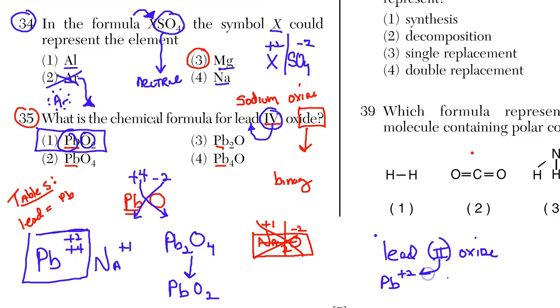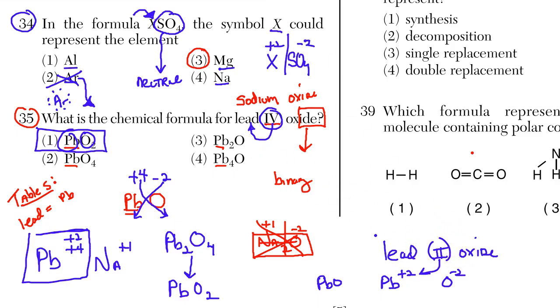Exactly. And the oxygen is still -2. So if you crisscross and reduce to the lowest terms, or see the number of ions in the lowest whole numbers that gives you a neutral charge, it would be PbO. So PbO, which is not a choice here, would be lead(II) oxide.